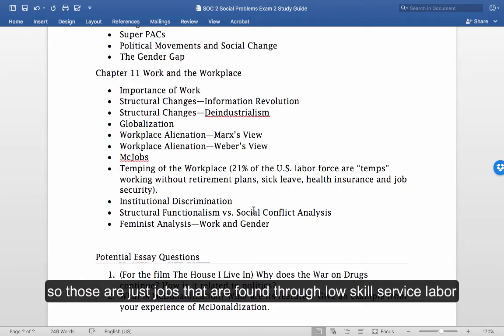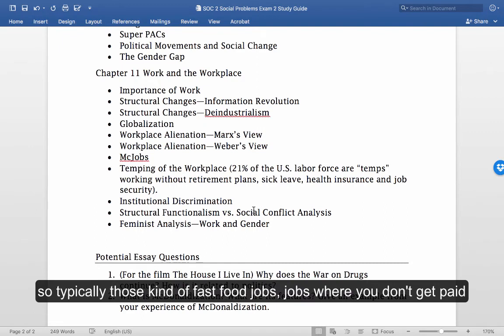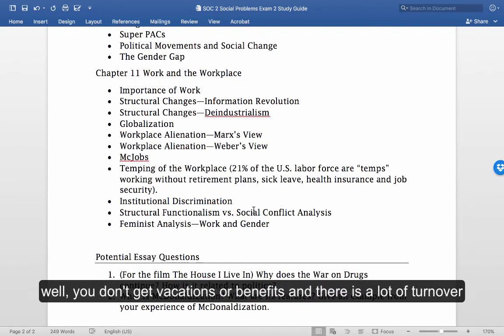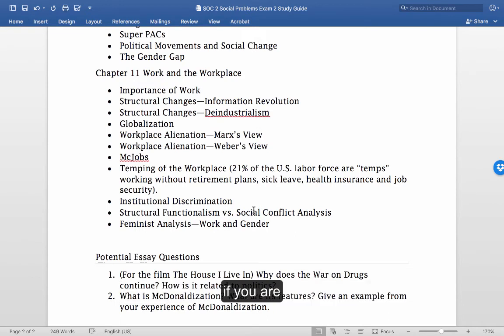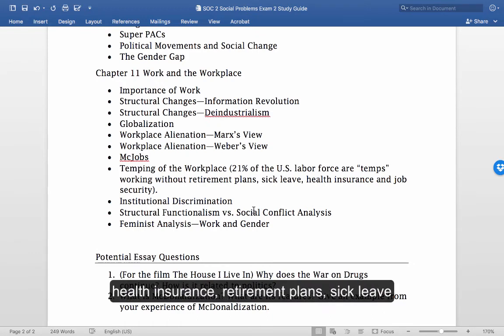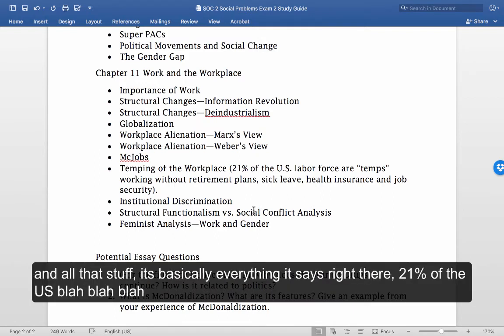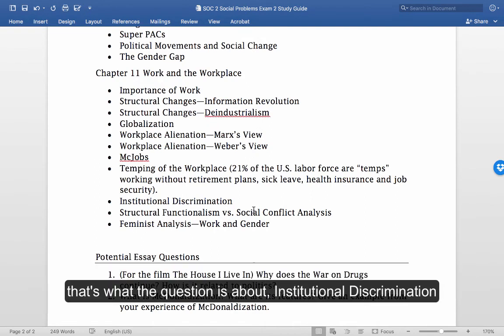So those are just jobs that are found through low skill service labor. So typically, those kind of like fast food jobs, jobs where you don't get paid well, you don't get vacations or benefits, and there's a lot of turnover. Temping in the workplace, just the idea that if you are a temp, you do not have health insurance, retirement plan, sick leave, all that stuff. It's basically everything that says right there, 21% of the US, blah, blah, blah. That's what the question's about.